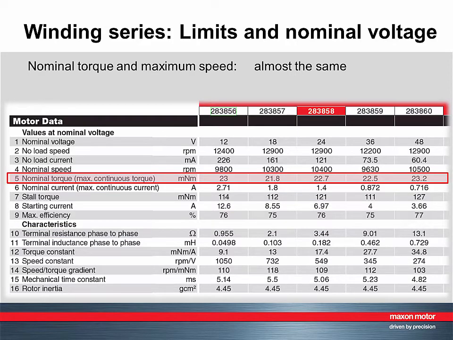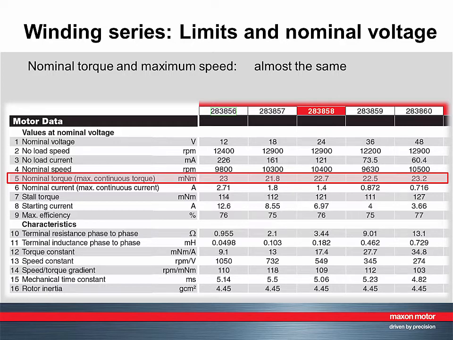How do the motor limits change over the winding series? It looks like the maximum speed remains the same for all the different windings. And also the nominal torque, which is the border of the continuous operating range, is almost identical for all the windings.